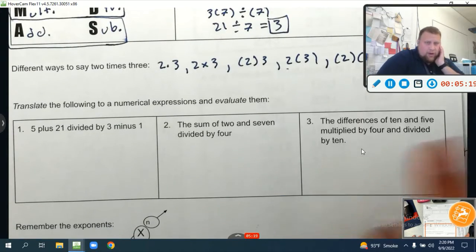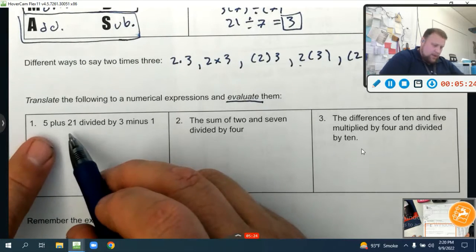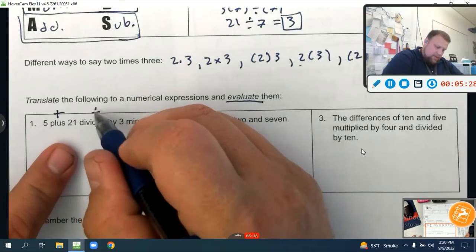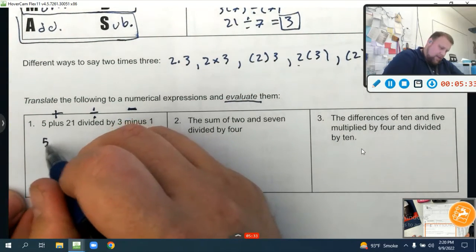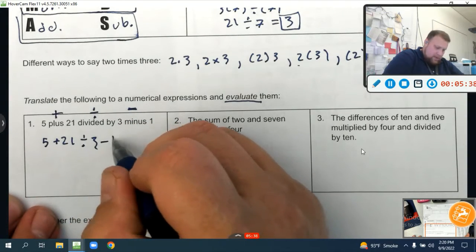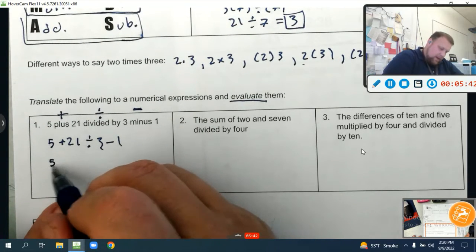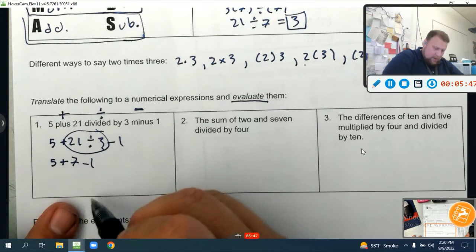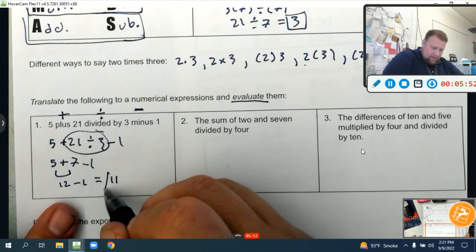Translate the following numerical expressions and evaluate them. So we are going to evaluate these. So this one is what? Well, plus just means plus, divide means divided, and minus is minus. So I'm going to have 5 plus 21 divided by 3 minus 1, which PEMDAS says do division first. So I'm going to have 5 plus 7, because 21 divided by 3 is 7, minus 1, which is 12 minus 1, or 11. Awesome.